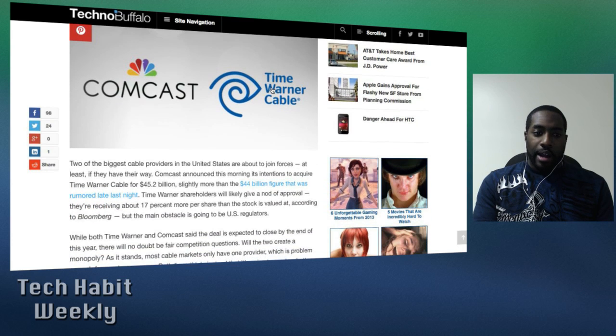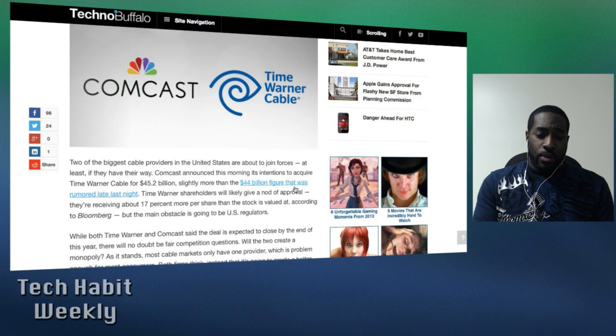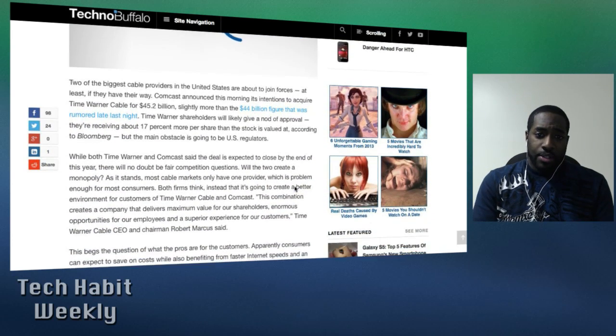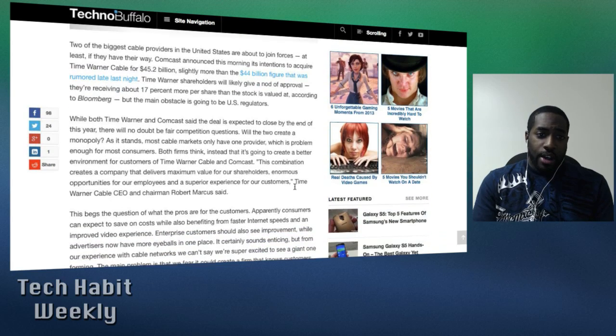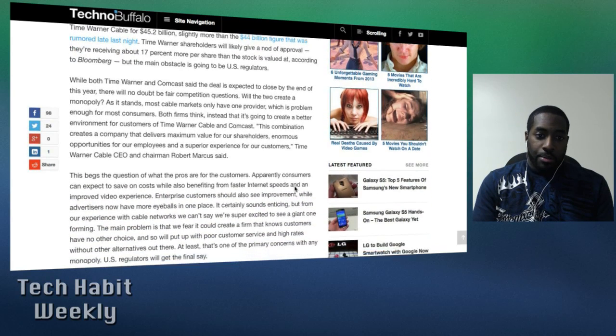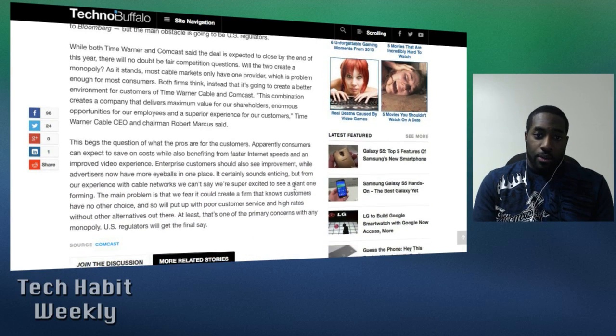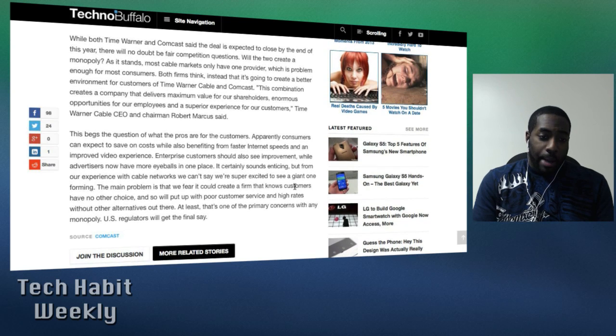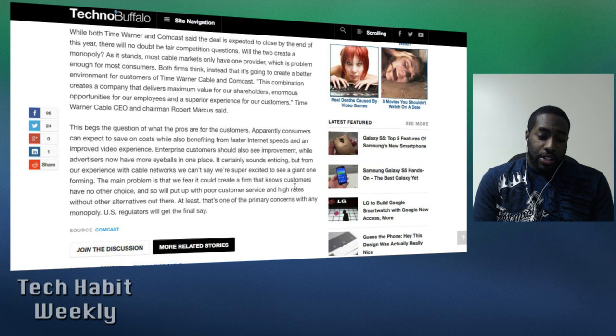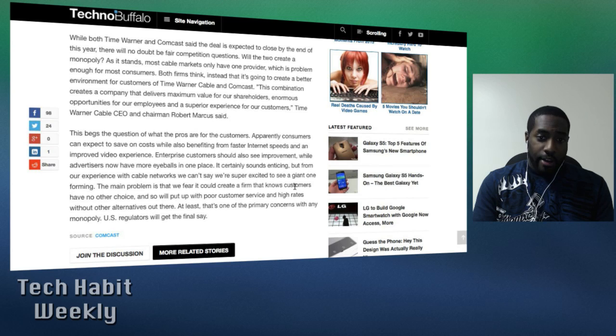With this acquisition, while both Time Warner and Comcast said that the deal is expected to close by the end of the year, there will no doubt be fair competition questions. Will the two create a monopoly? Basically, as it stands, most cable markets only have one provider, which is a problem enough for most consumers.